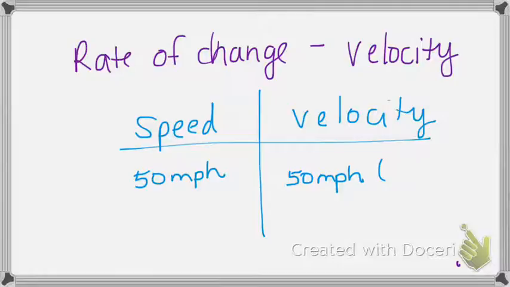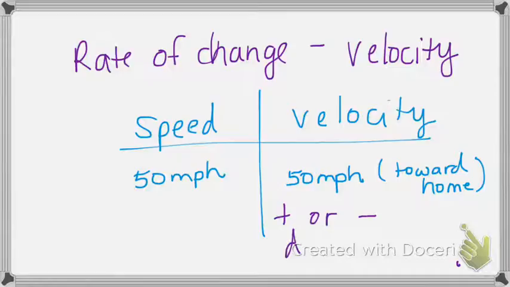So if I am going from the school to home and I travel at 50 miles per hour, the speed's 50, but the velocity would be 50 toward home. And if home is like we're at the starting point, then toward home might be negative. If school is the starting point and we go toward home, then home would be positive. So velocity has positive or negative because it also tells you the direction that you're going.